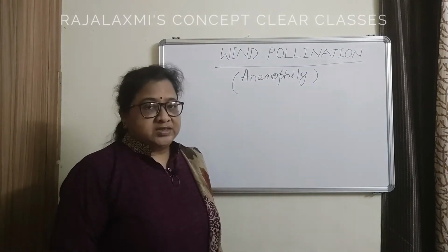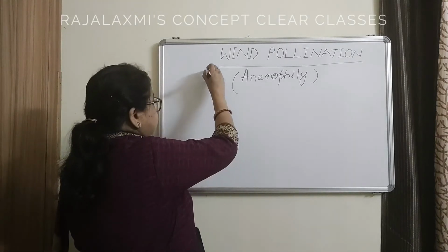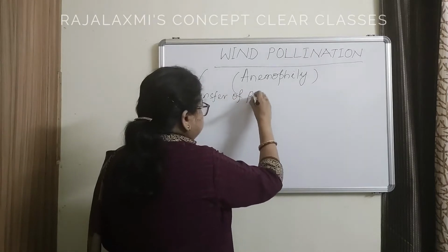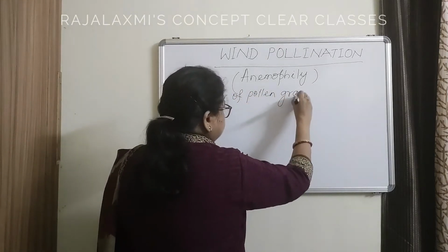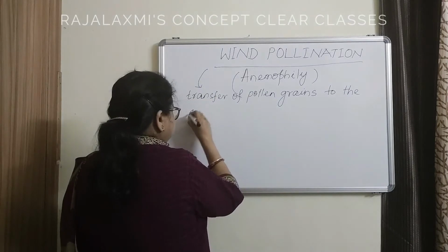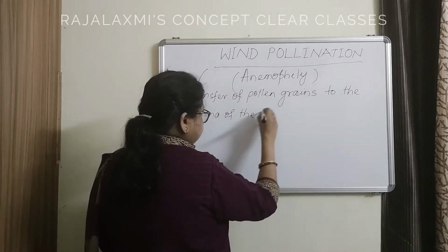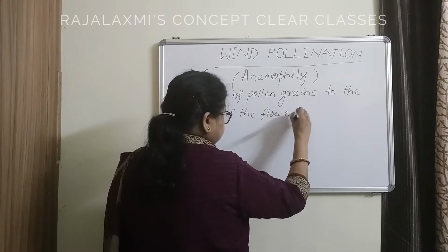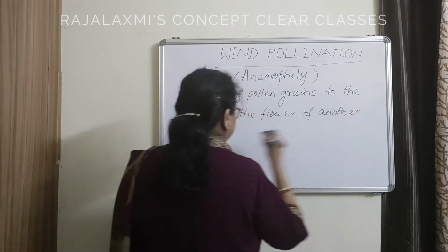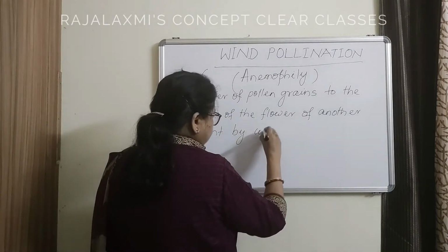Wind pollination is the transfer of pollen grains to the stigma of the flower of another plant by wind.